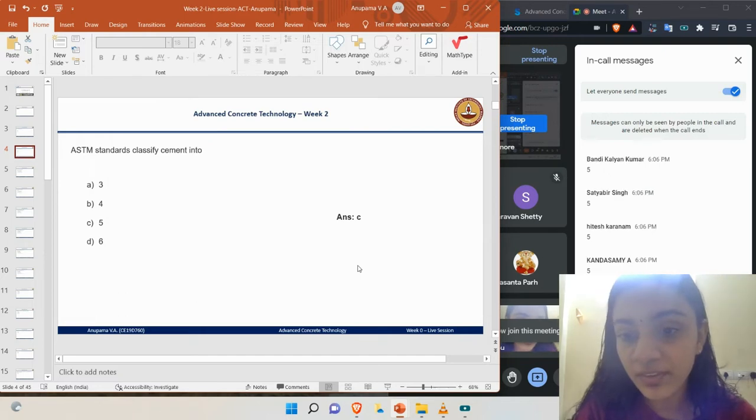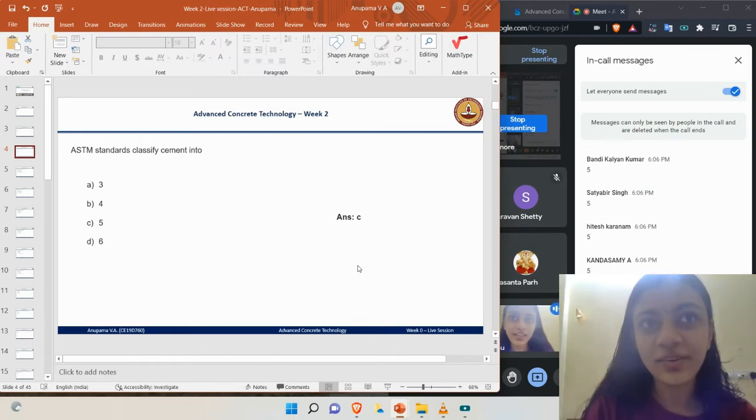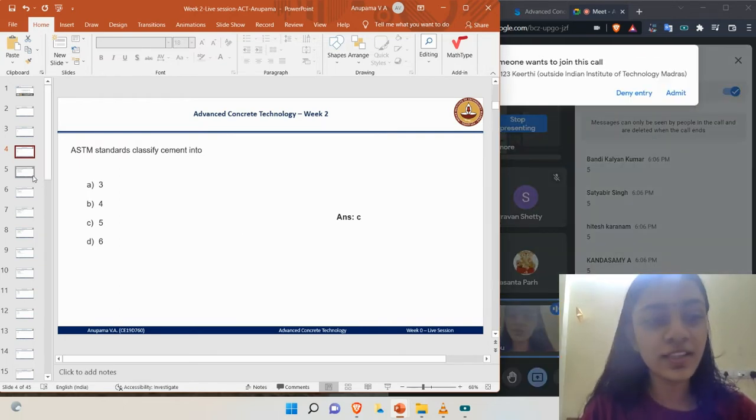Yeah. Type 1 general purpose. Type 2 is moderate sulfate resistance, which is actually not in India. And type 3, the high early strength. Type 4 is low heat of hydration, and type 5 is sulfate resistant. Also, there are a few countries abroad where they are using type 1A and type 2A, basically the air entraining cements. Okay, fine. Thank you. What's your name? Rao, ma'am. Okay, thank you. So we move to the next question.